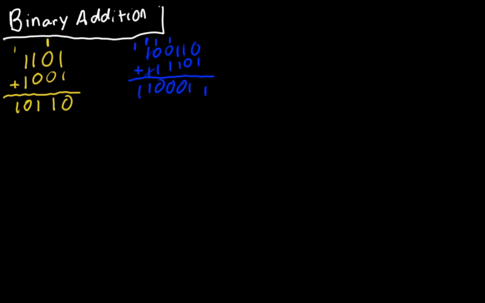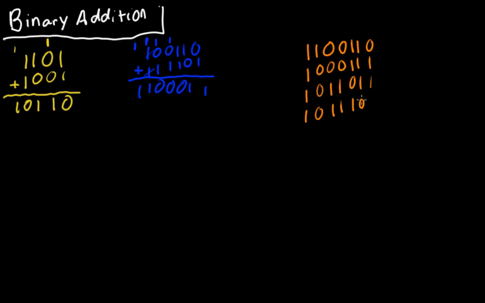In our final example, let's make it even more fun. Let's say we have 11001110. We'll add that to 10000111 plus 10111011, and we'll put in a fourth number there just for good measure. Say we want to add these four numbers together.